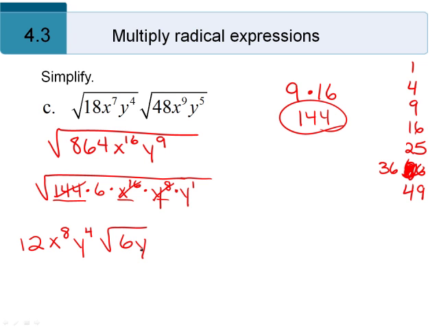So yes, the numbers when you're multiplying are going to be big, but if you think about the strategy that I used on this one, it'll help you figure out what the biggest perfect square is. That'll help you.